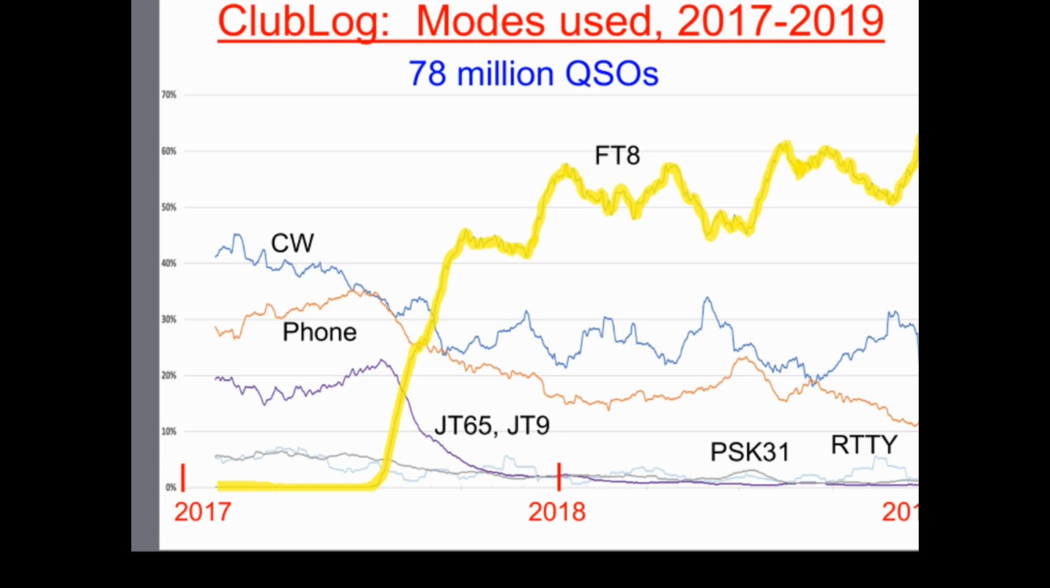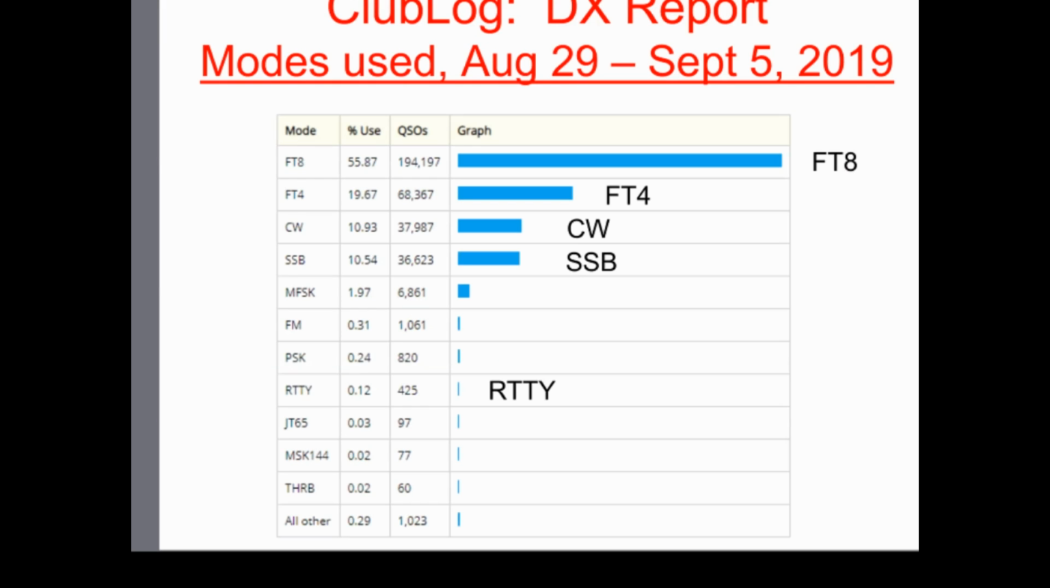Here, by the way, just a couple of weeks ago, I got the Club Log report for just 1 week of uploaded QSOs to Club Log. And as you can see, FT8 is far and away the biggest one, and FT4 now is the second biggest. So those 2 together comprise about 75%, 3/4 of the QSOs uploaded to Club Log during that week. CW and SSB are each about 10 or 11%, so that's almost the remaining quarter, and RTTY and everything else are only a couple of percent.